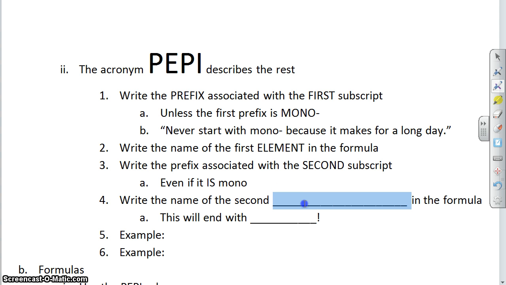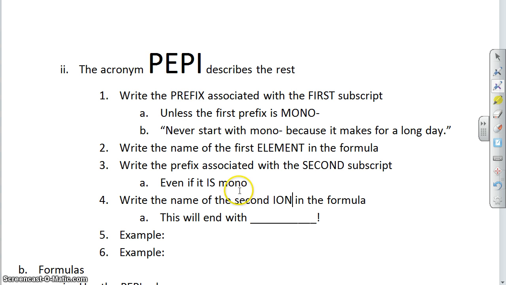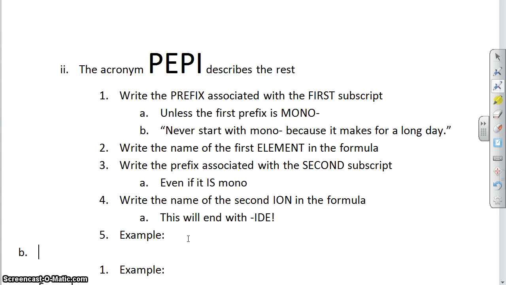The last thing is the I. So we got the prefix, element, prefix, and the last part is we're going to write the name of the second ion in the formula. The second one is an ion name. As you know, these are all going to be non-metals, so they must make negatives, and these are all going to end with the IDE suffix. So prefix, element, prefix, ion. That's how we do it. So that's all you do.